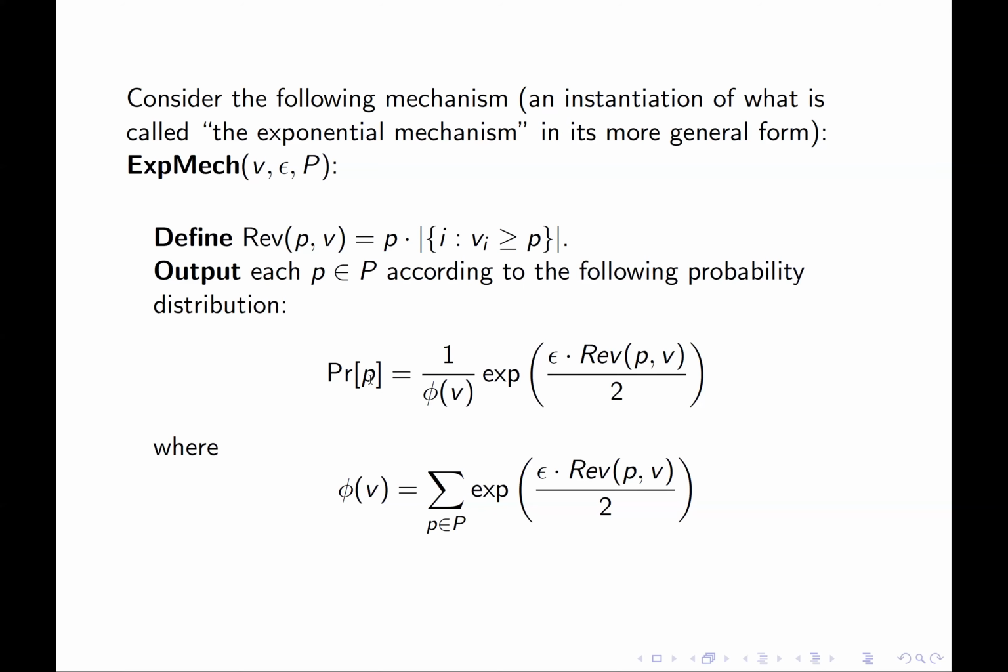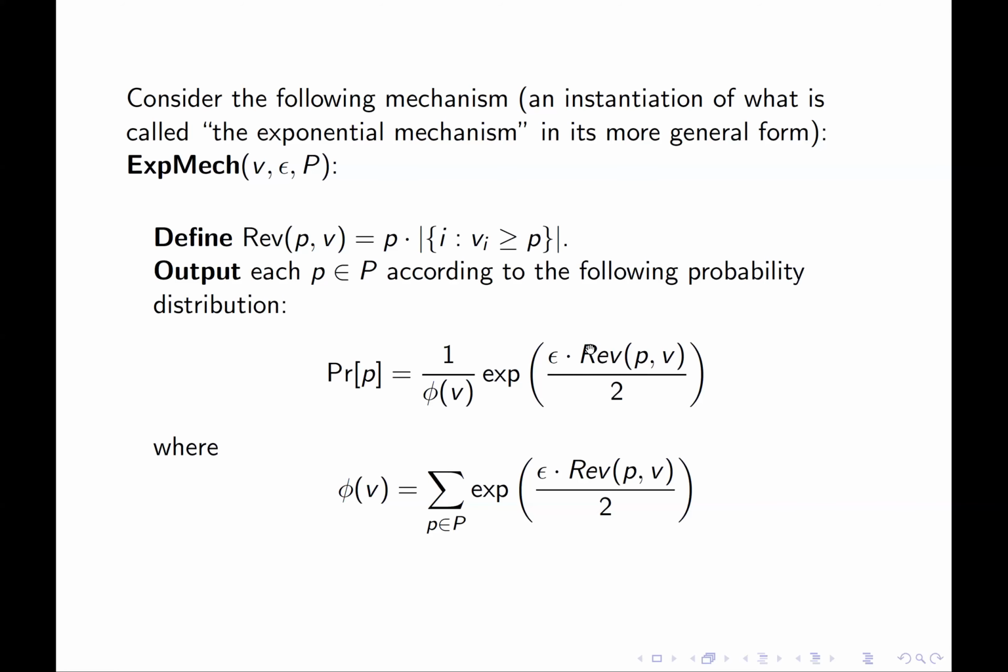The probability that we output some price p will just be proportional to e to the epsilon times the revenue that price would obtain, divided by 2. And then we have some normalizing factor to make this a probability distribution. Okay, so it's a pretty simple thing. Every price has some probability of being output, but the more revenue that a price obtains, the higher the probability that we will output it. And in fact, the probability that we output some price will increase exponentially in the revenue it obtains.